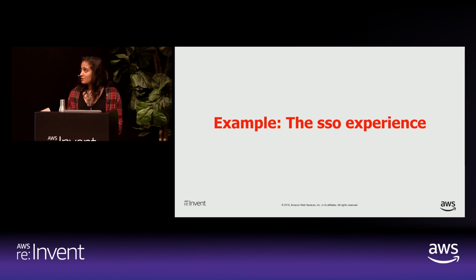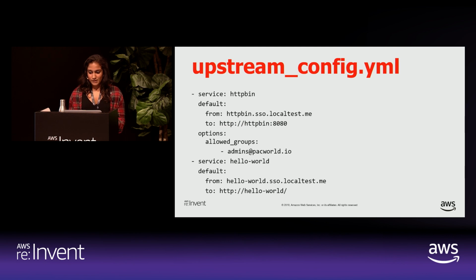So to show the new user experience for a user logging into SSO, I'm going to go through a quick example that's actually found in our quick start guide in the open source GitHub repo. We have two services in this upstream config file, HTTP bin and a Hello World app. And as you can see, one of these services, HTTP bin, is restricted to only the users who are in the admins at pacworld.io Google group.